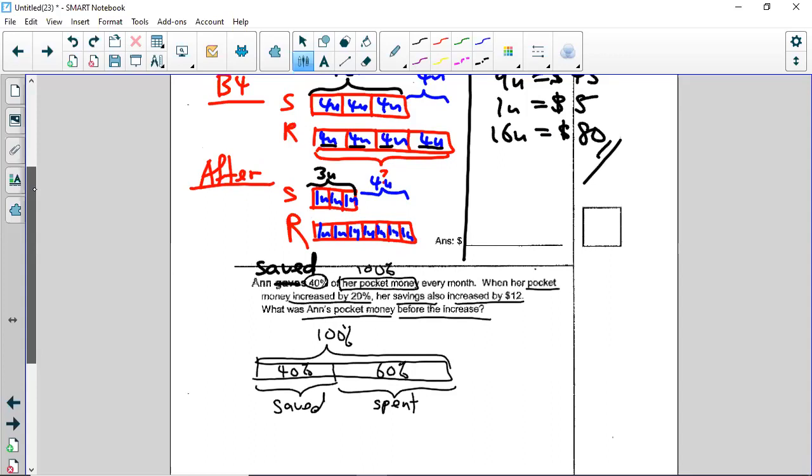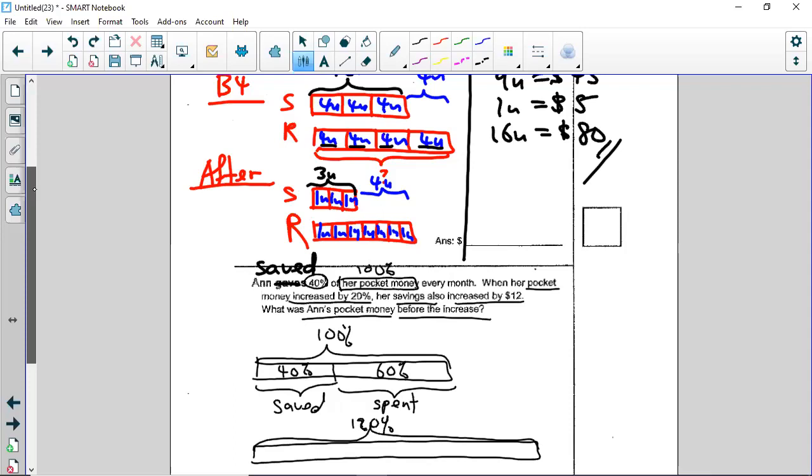When her pocket money increased by 20%, what happens to the rectangle? The rectangle will become longer. And before you can add 20%, you must always start with 100% first, right? So the percentage now must be 100 plus 20. So now her pocket money is 120%. So this is now her pocket money, which is more.